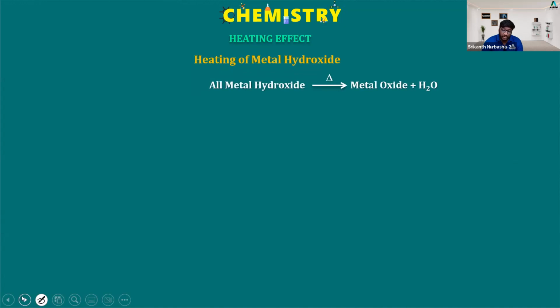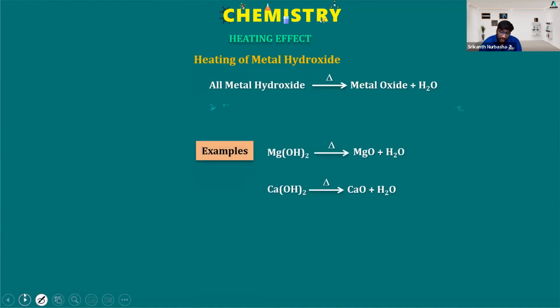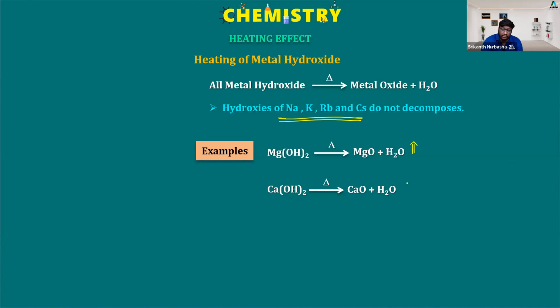Heating effect of metal hydroxide. All metal hydroxides, if you try to heat, you will get the respective metal oxide and water. Again, hydroxides of sodium, potassium, rubidium and cesium do not decompose. Remaining all hydroxides, you will get what? Lithium and group 2A hydroxides will form the respective metal oxide. Along with that, water is obtained.